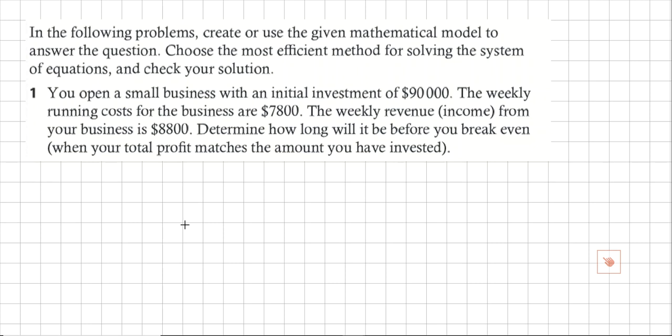Well, the income would probably be a line going up. Right, so there's one thing. I'm just doing a rough sketch. Now you can do this in your head normally. But yeah, my income will roughly go like that, yeah? And the investment would be going down because you're losing money, a line going down. So you open a small business, an initial investment, 90,000. The weekly running costs for the business are 7,800.